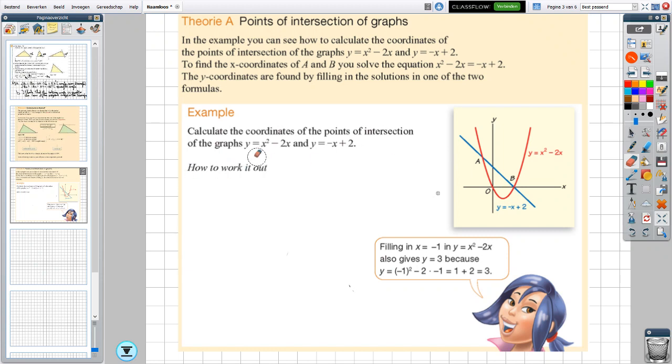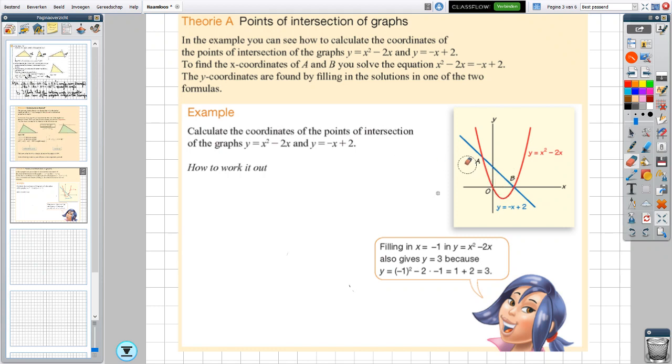So y is x squared minus 2x is a parabola, right? You see it right here. And the other one, y is minus x plus 2, is this straight line. And you see that they labeled the intersection points A and B. How can I now calculate the coordinates of A and B?